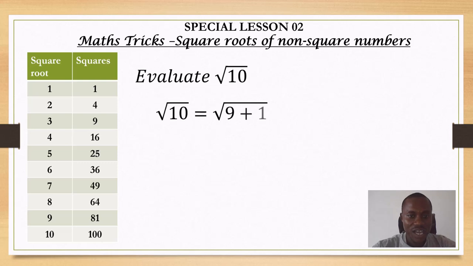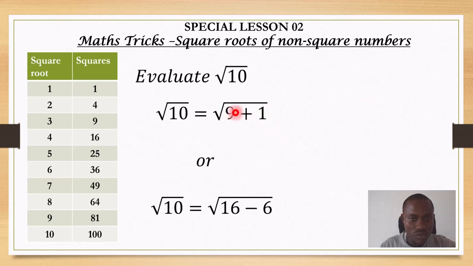This can be written as 9 plus 1. Remember, 10 is a little bit above 9, but it's also below 16. 9 and 16. So, you can either write it as 9 plus 1, or you write it as 16 minus 6. In both cases, you are correct. But there's something we want to look at now. Look at this addition here, what you add to the square number. Here is 1, here is 6. So 1 is less than 6.